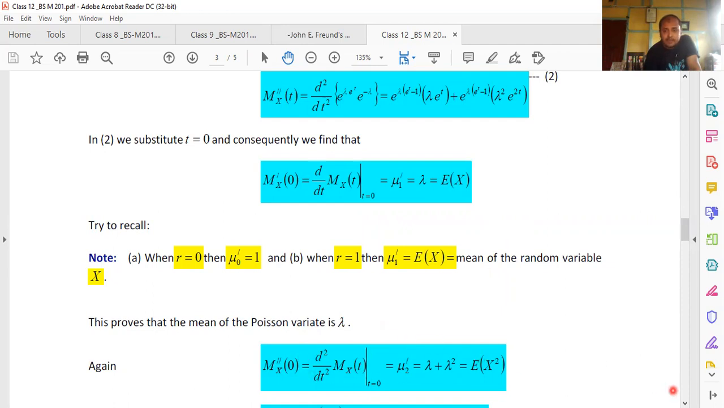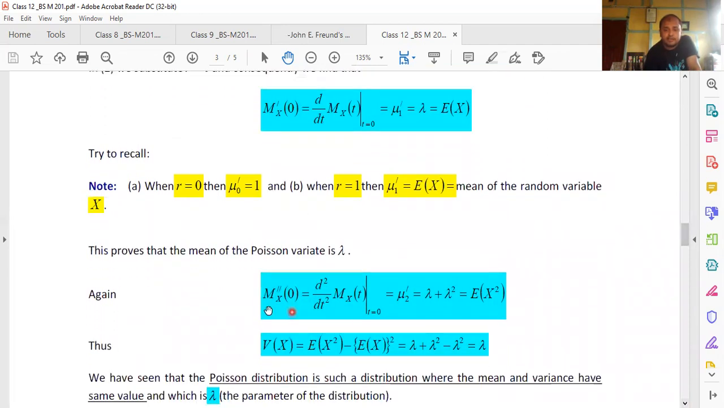Similarly, if you want to calculate the variance, we will take the double derivative of the moment generating function at the point t equal to 0. Further calculation will reveal that E of X square comes out to be lambda plus lambda square. You know that variance of X is E of X square minus E of X whole square, which comes out to be lambda plus lambda square minus lambda square, which is lambda. Therefore, it verifies the fact that the Poisson distribution is a discrete probability distribution whose mean and variance are the same.